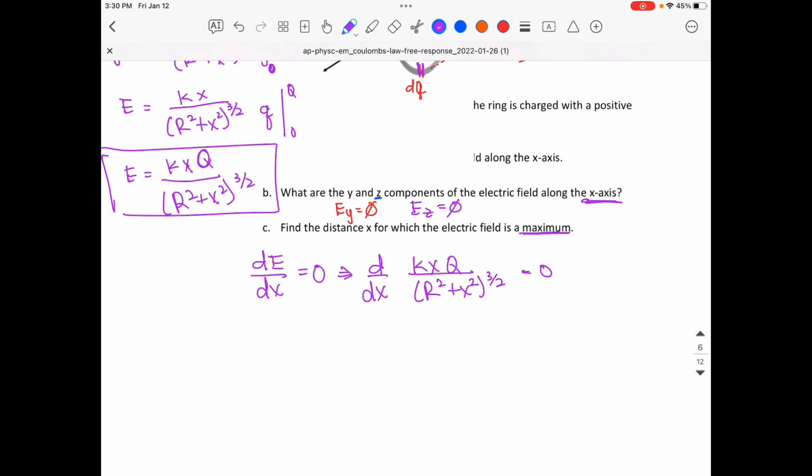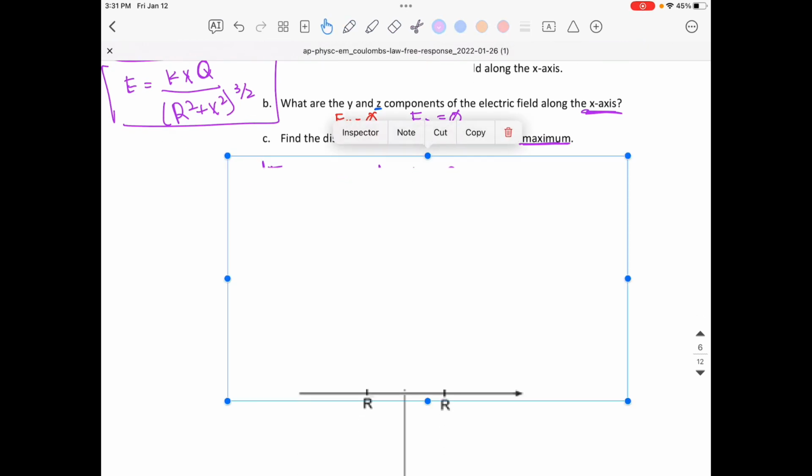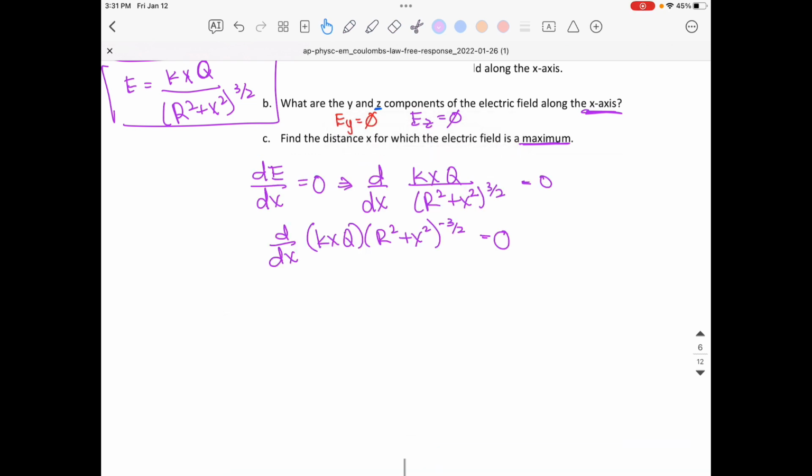And even though we do have an equation for the quotient rule, that is much more complicated than the equation for the product rule. So I'm going to turn this into a product by rewriting it as kxq times r squared plus x squared to the negative 3/2. They mean the same thing. Okay, now the product rule. Go ahead and look this up if you don't know it. I did teach it in class as well, so I'm not going to teach it again in the notes, but I'll walk you through it as I go.